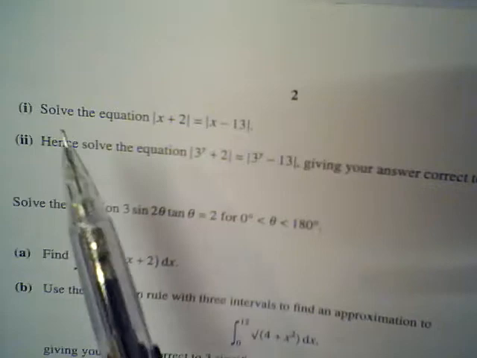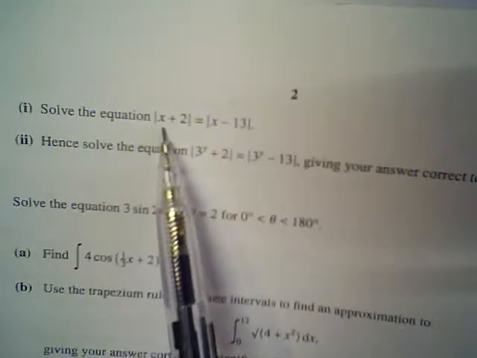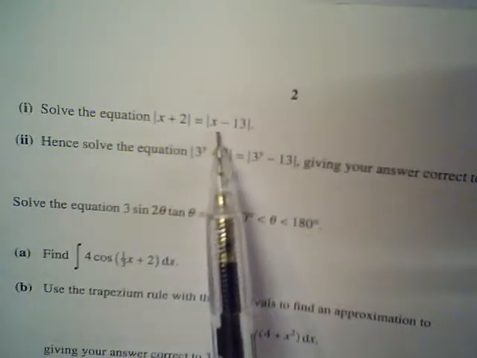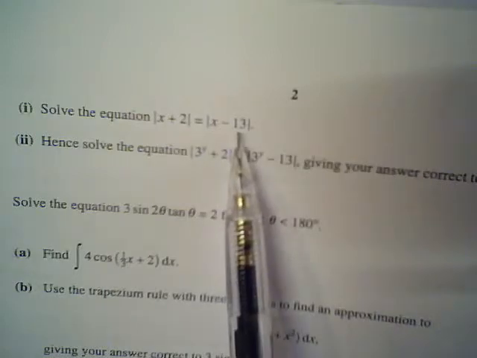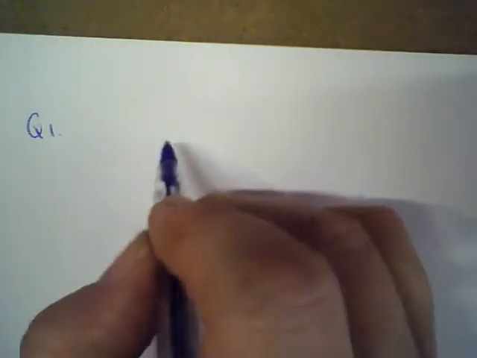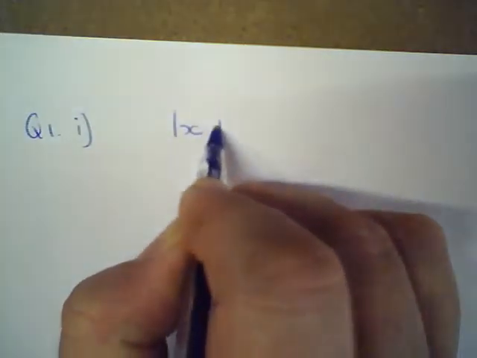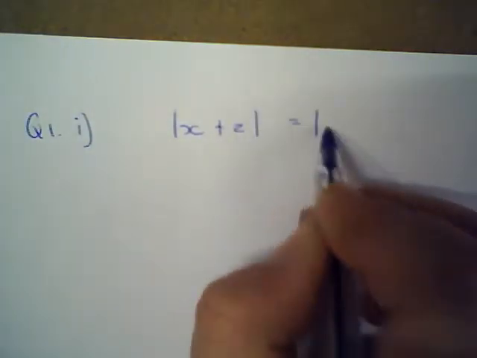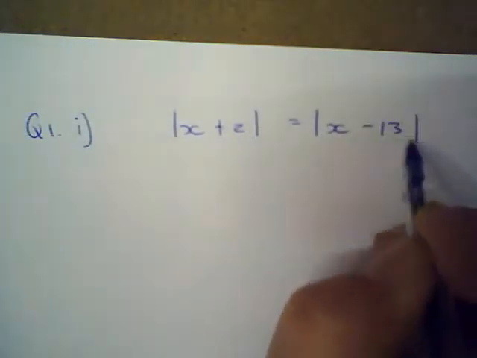The question reads, solve the equation for the absolute value of x plus 2 equals the absolute value of x minus 13. Okay, let's start with that immediately. So question 1 part I is: absolute value x plus 2 equals absolute value x minus 13.